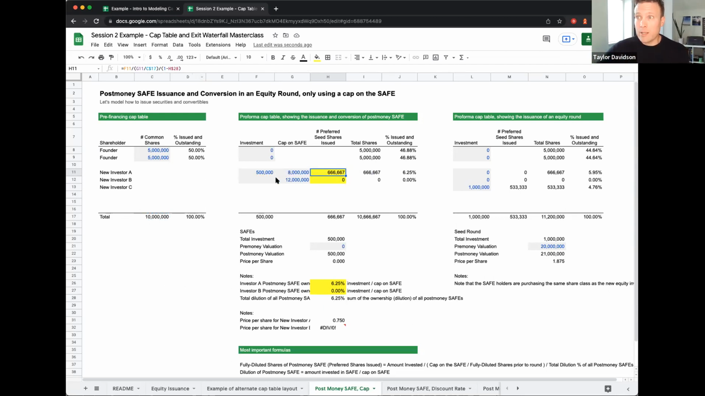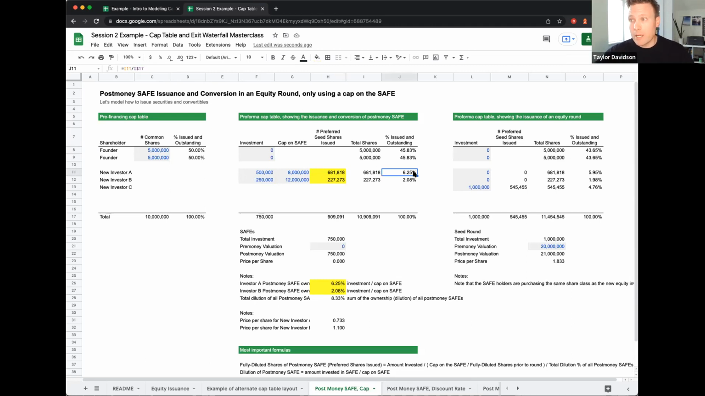The way this works out is, if you were an investor putting in 500K into a post-money cap of 8 million, that means you're agreeing to buy 6.25% of the company. You do the math behind it, you buy 6.25% of the company. So if you go back to the situation where another investor comes in, the number of shares they purchase is different, but the ownership stays the same.